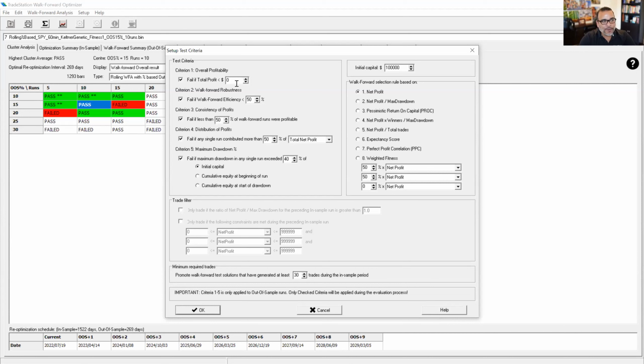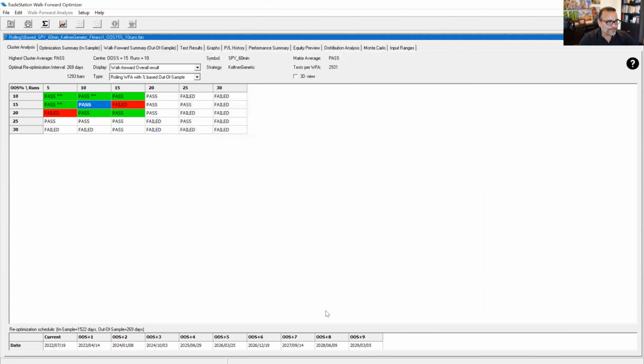So again, all these boxes can be edited. The ones that are in the boxes are suggested. They're the default ones, but if you want to make your optimization a little bit more strict, you can do that, or less strict, you can also do that. Let me cancel out of this.